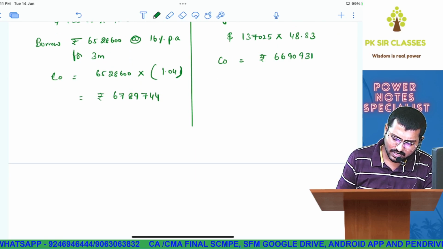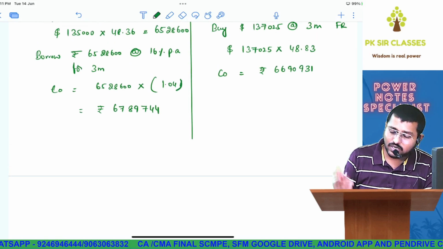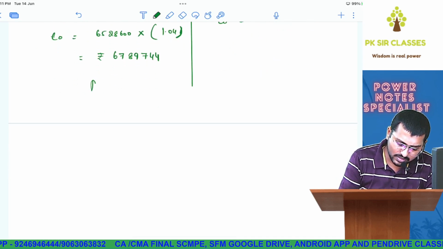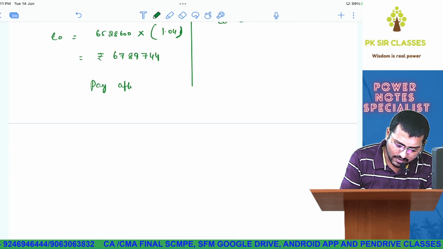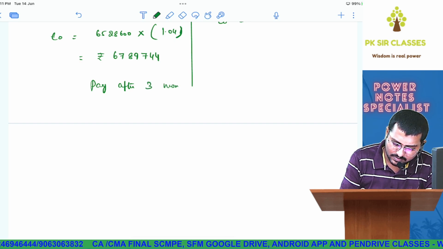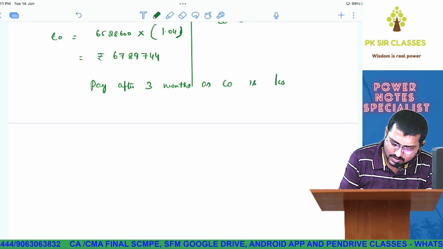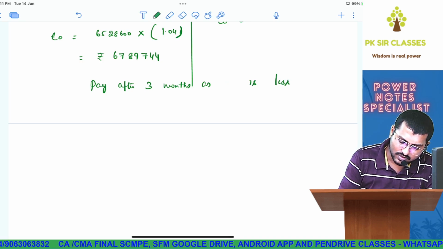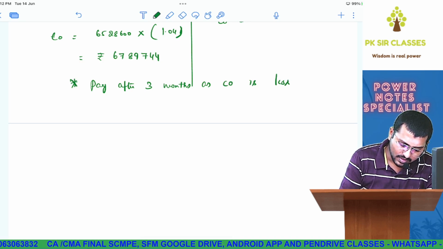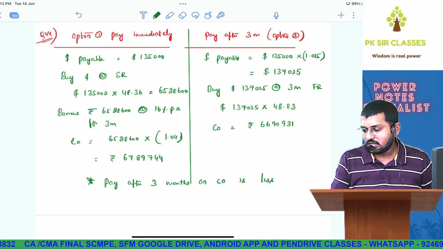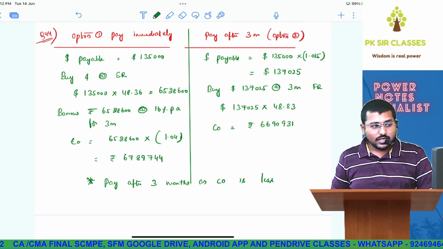Okay, Ray. So which one is better? Where your cash outflow is less, that is better for you. Correct? So where your cash outflow is less, pay after 3 months. Pay after 3 months as your cash outflow is what, Nana? Less. Got it?